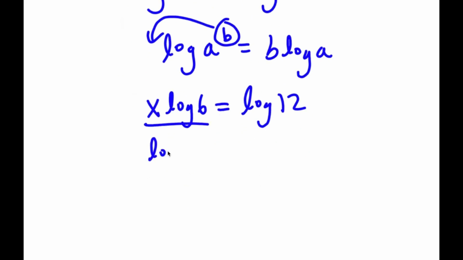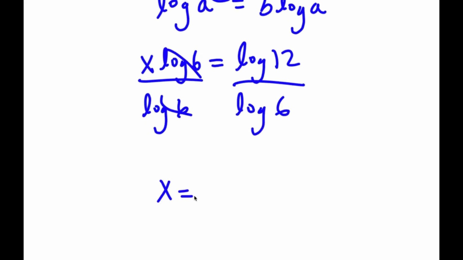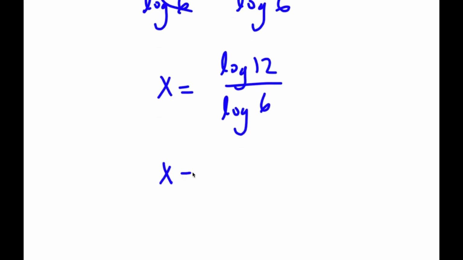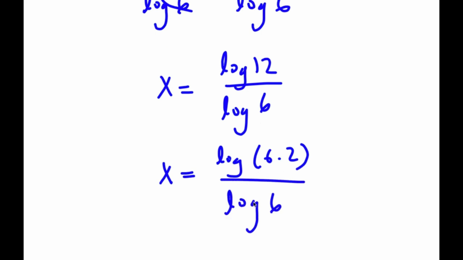Now, to solve this, I'm going to divide both sides by log 6. These two cancel out, and I have x is equal to log 12 over log 6. Now log 12, that's the same thing as log 6 times 2. Now I have this over log 6.